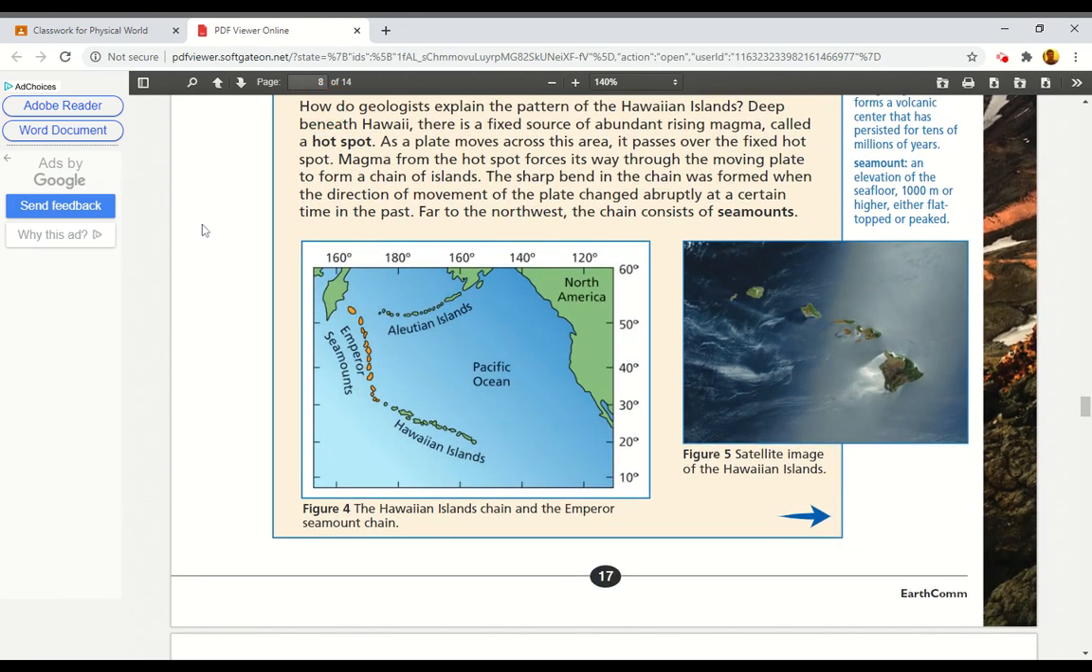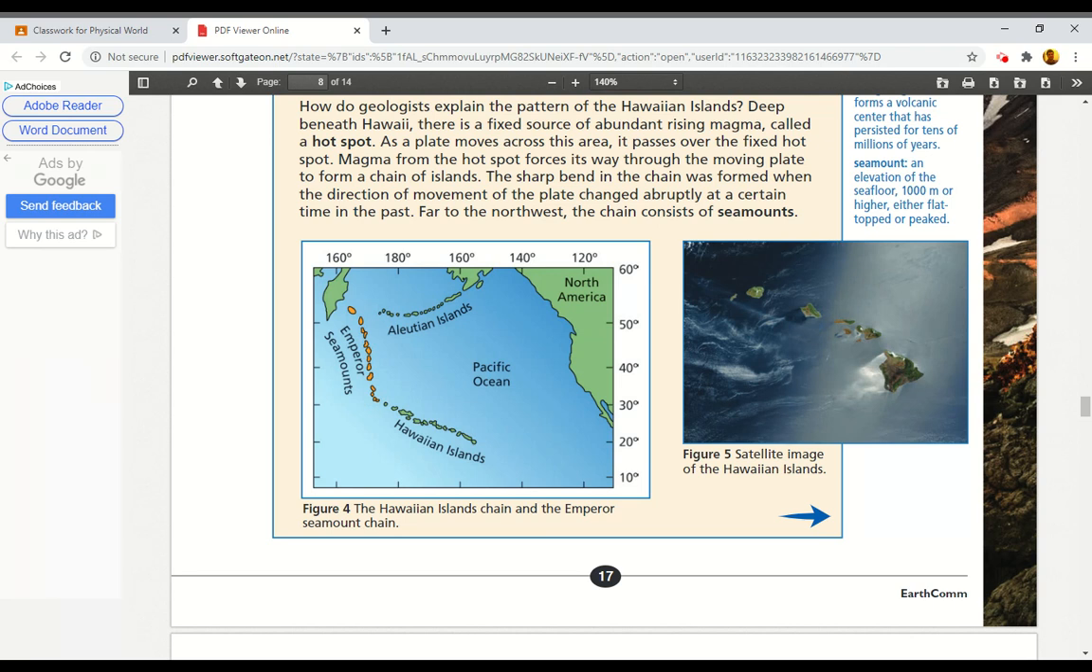How do geologists explain the pattern of the Hawaiian Islands? Deep beneath Hawaii, there is a fixed source of abundant rising magma called a hotspot. As a plate moves across this area, it passes over the fixed hotspot. Magma from the hotspot forces its way through the moving plate to form a chain of islands.